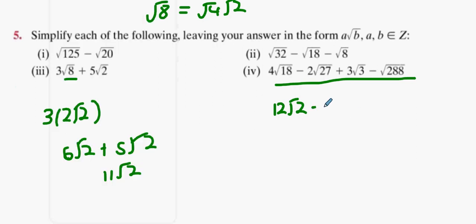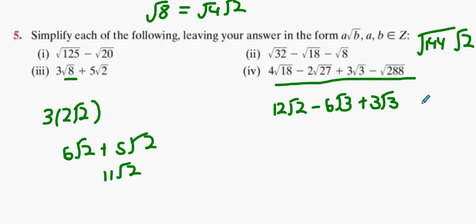6 root 3. 3 root 3. Just to prove I can do it, I'm going to use 144, root 144 root 2. And that'll give me minus 12 root 2. So what's your answer there? 2 down, cancel. What do you leave? Minus 3 root 3, okay?